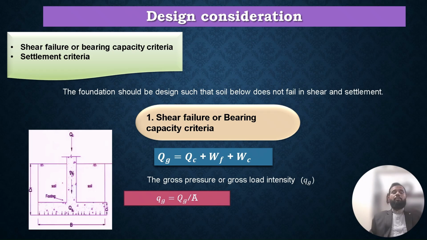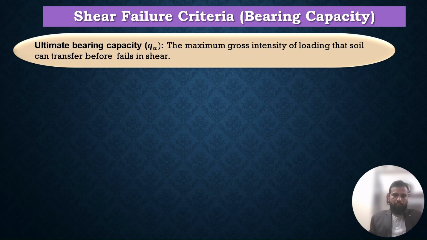This is a typical example of the loading scenario that might occur on the foundation. We have QG, the gross load, which is the summation of the superstructure load, the weight of footing, and the weight of surcharge coming from the backfill. From there we can calculate the gross pressure intensity. Using this, we can calculate the bearing capacity.